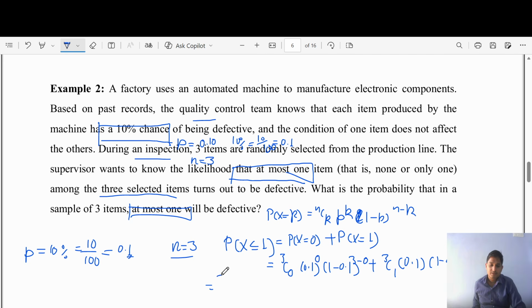3C0 means 3 factorial over 0 factorial times 3 minus 0 factorial, times 0.1 to the power 0, which means 1, times 1 minus 0.1, which is 0.9 to the power 3, plus 3C1, which means 3 factorial over 1 factorial times 3 minus 1 factorial, times 0.1 into 0.9 to the power 2. So you just solve this. So how do we solve this?